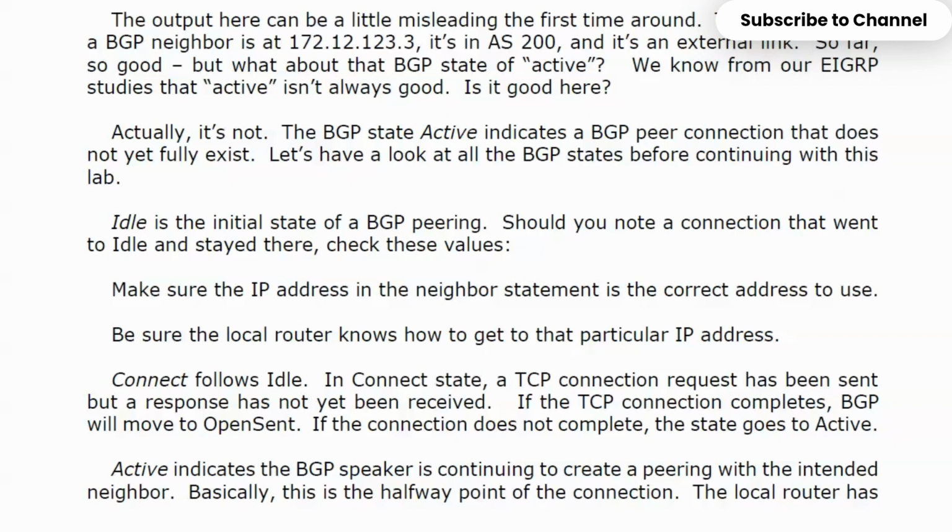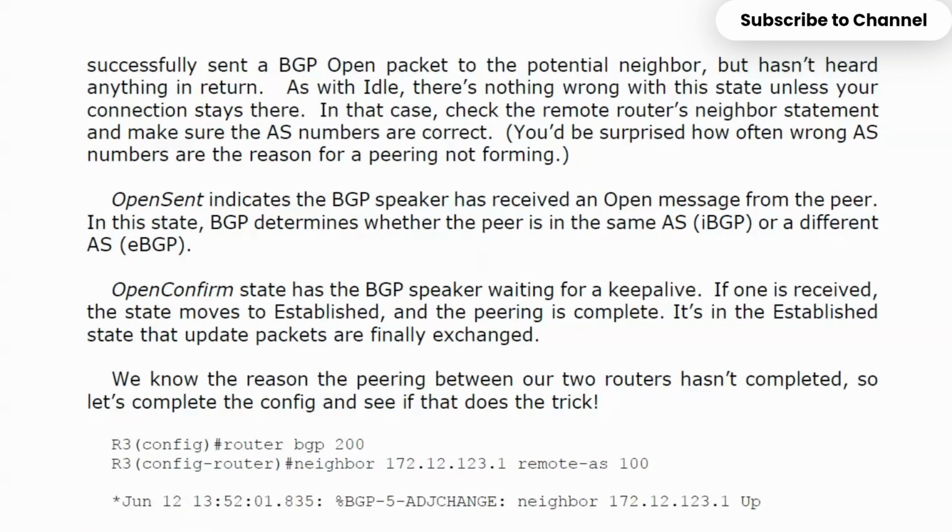because we're seeing that right now. Active means the BGP speaker is continuing to attempt to create a peering with that intended neighbor. Basically, this is the halfway point of the connection. The local router has successfully sent a BGP open packet to the potential neighbor, but it hasn't heard anything back. That makes sense because we're on router 1, we've configured BGP, we've got a remote AS statement, everything's good there, but we haven't gone to router 3 to finish. So it makes sense that this is the state that we're in.